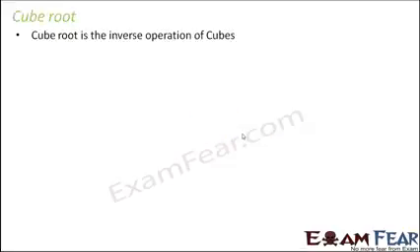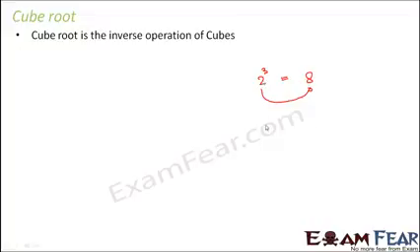So now that we have learned about cubes, let's talk about cube roots. This is no more new to you because you have already learned about square roots in the previous lesson. So in a very similar manner, cube root is the inverse operation of cubes. For example, let's say you want to get 8 from 2. What do you do? You multiply 2 three times. That is, you cube 2. So 2 cube is 8.